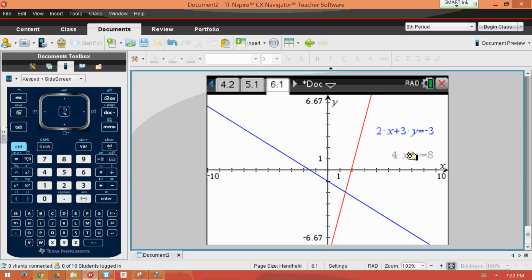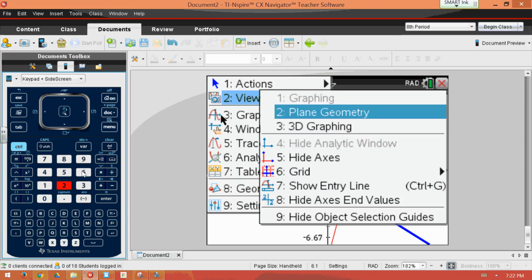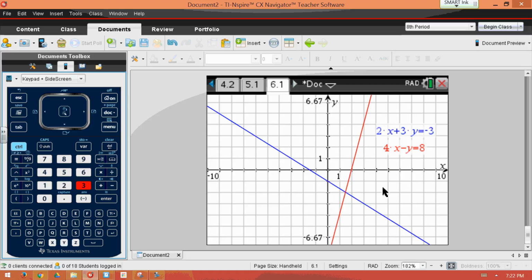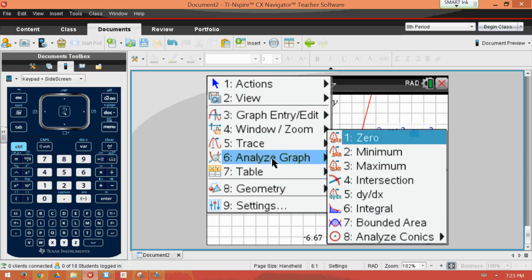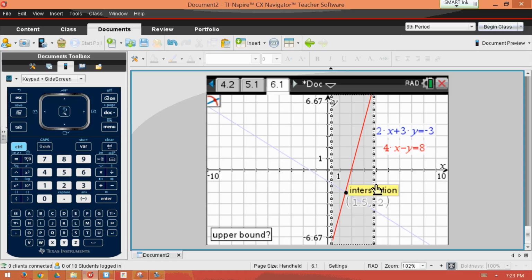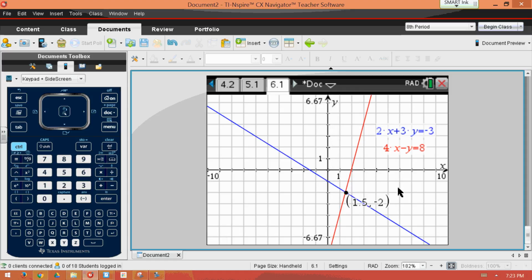There is my system graph. So maybe we want to make it even more like the graph. Let's go ahead and turn on our grid with menu 263. Now we can see it pretty good where it is. All right, it looks like x is between 1 and 2, and y is exactly -2. So if I want to use menu 64, just to make it obvious, I go ahead and put that there.